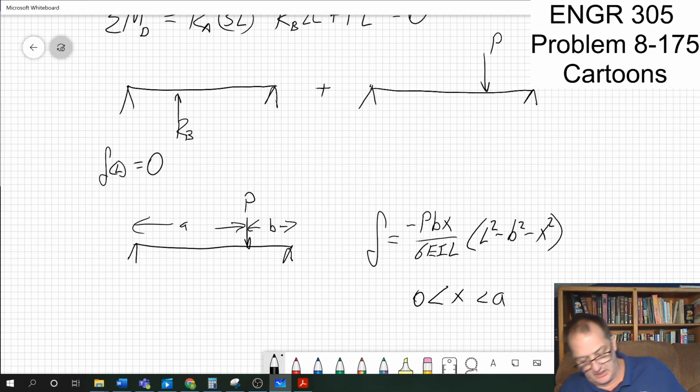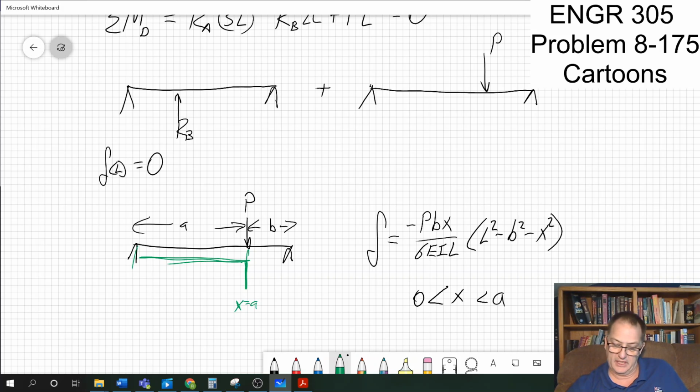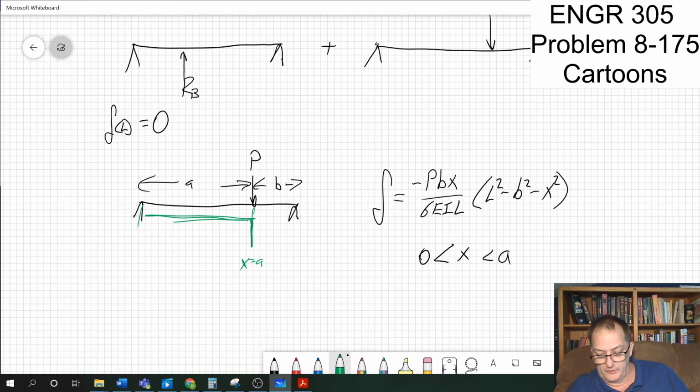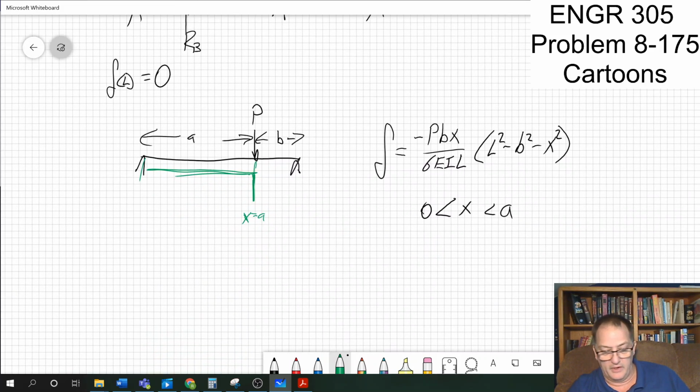So this equation works here, and that's okay because it works on the end point. It works at X equal to A. So that's okay. So we got to be careful about how.